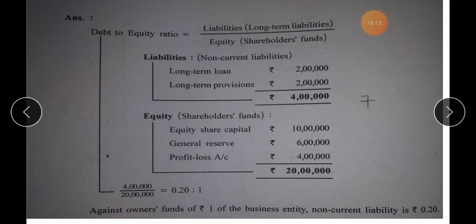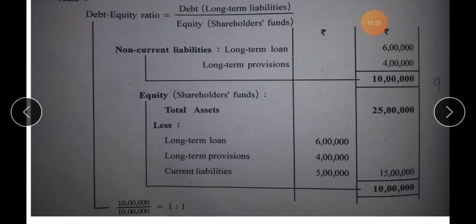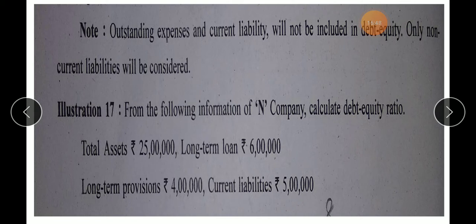Alright? Fine then. Starting with illustration 17. Total assets, long-term loan, long-term provisions, current liabilities. And you are supposed to calculate debt equity ratio. The very first thing that we are doing is we'll write down the formula. Debt equity ratio equals long-term liabilities upon shareholders' funds. Firstly, we'll calculate long-term liabilities. In that, I'll consider two items. Long-term loan 6 lakh, long-term provisions 4 lakh.